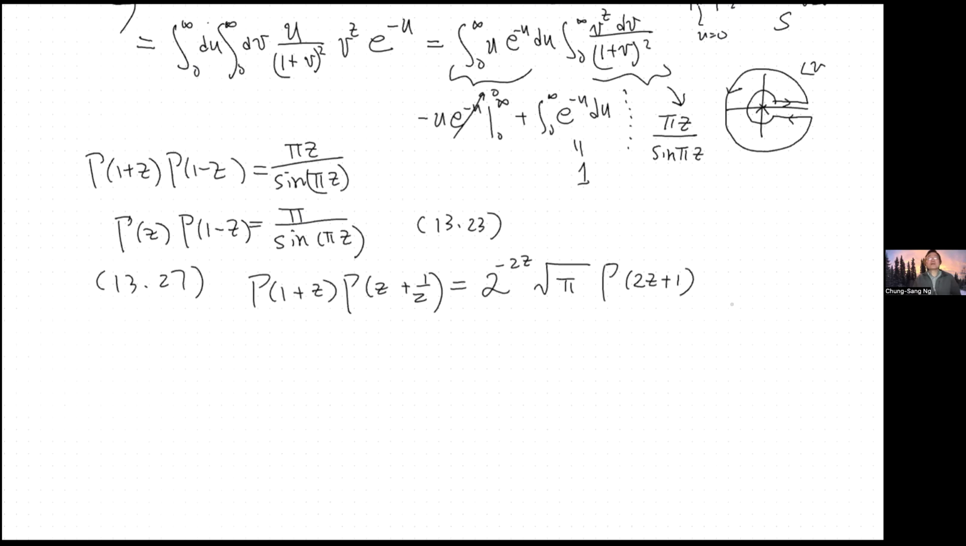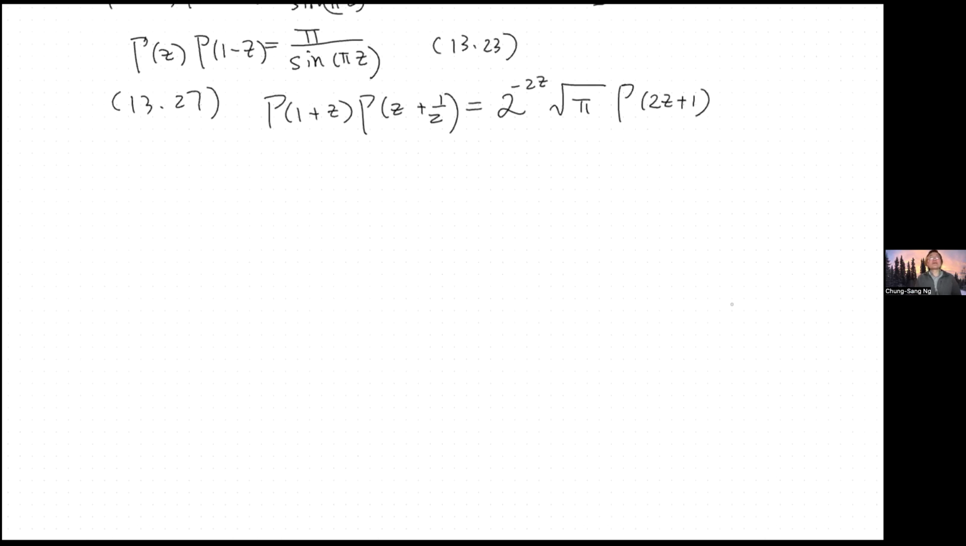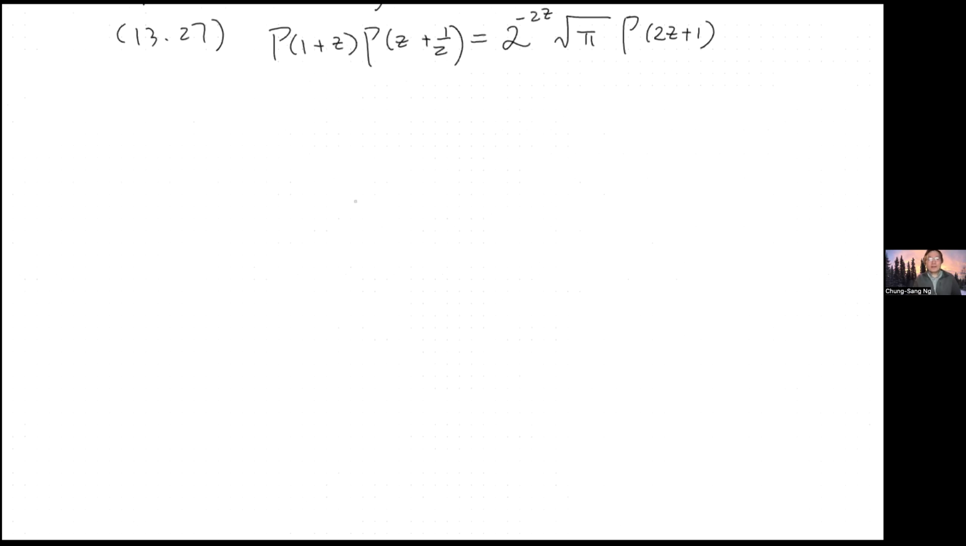But for real z, we can come back to that using the beta function. So we'll not talk any more about that. And what else in this?